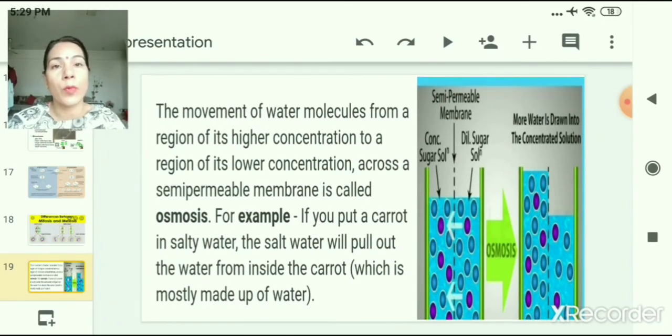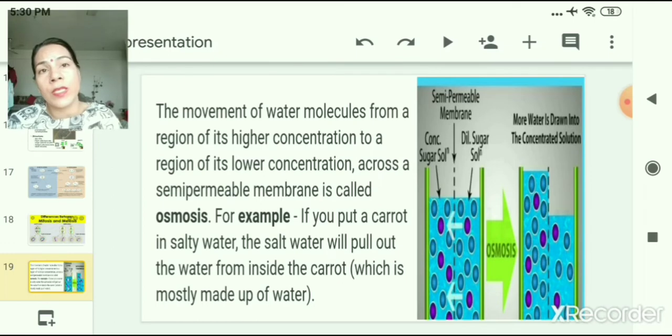Now there were some questions asked by children, so here are the answers. The first question I have selected is, what is osmosis? Osmosis is the movement of water molecules from a region of higher concentration to a region of lower concentration across a semi-permeable membrane. For example, if you put a carrot in salty water, the water content, the juice of the carrot, will be pulled out into the outer environment, and this process is osmosis.